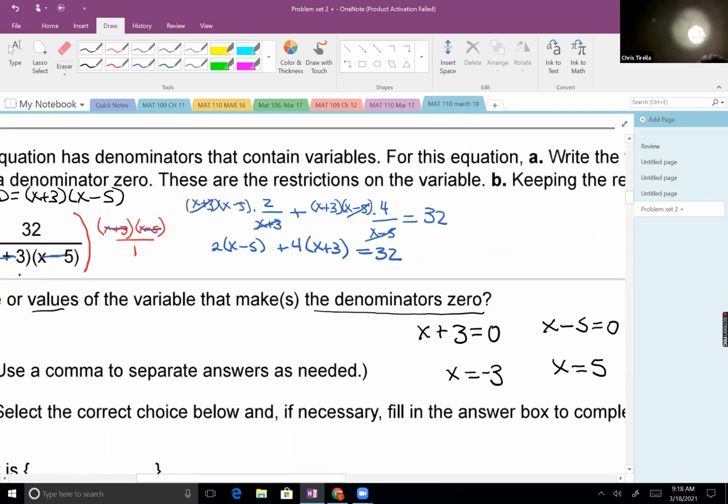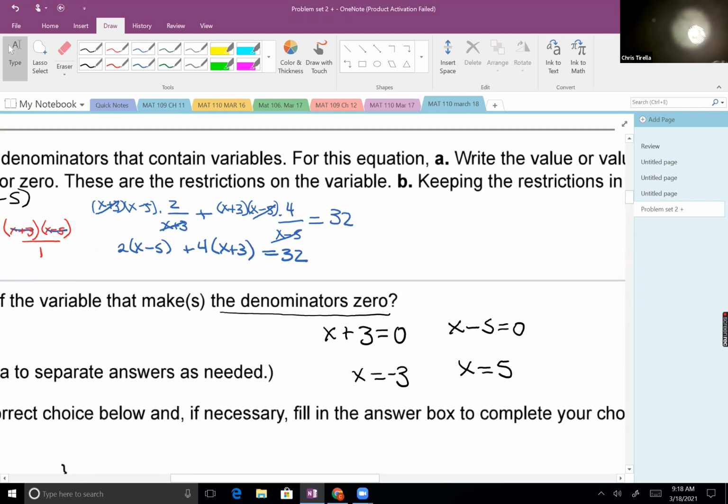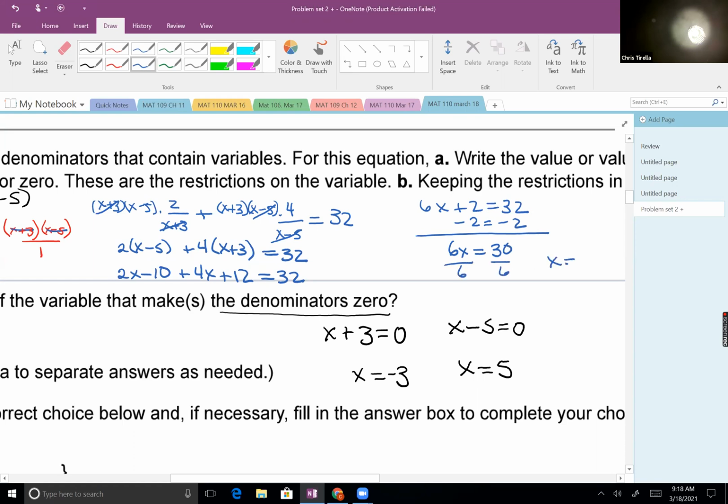So I'm going to slide it over to give myself a little bit more room to work. Distributing again gives me 2x minus 10 plus 4x plus 12 equals 32. Combining like terms would give me 6x plus 2 equals 32. Then solving, we'll subtract 2 from both sides, and we'll get 6x equals 30. And dividing, we'll get x equals 5.